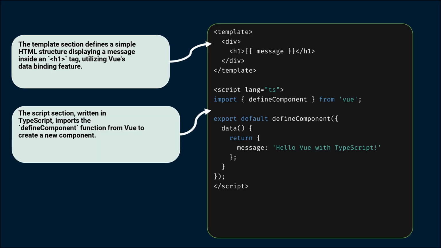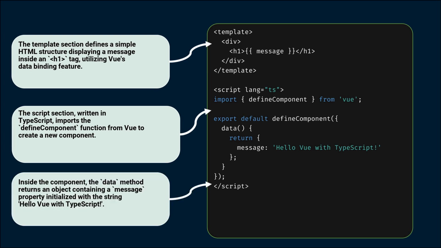In this example, we'll define a basic template that renders a heading displaying a message. By utilizing script lang="ts", we declare that we're writing our script in TypeScript, which not only enables us to integrate type checking, but also makes our components so much more robust. So, the defineComponent function from Vue is imported to help us outline our component. Inside the component's data method, we return an object containing a single data property, message, initialized with the string "Hello Vue with TypeScript". This sets the foundation for our component's reactivity, allowing the message to be displayed on the screen.